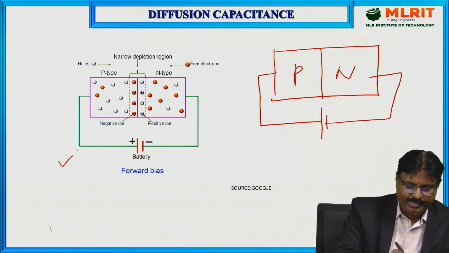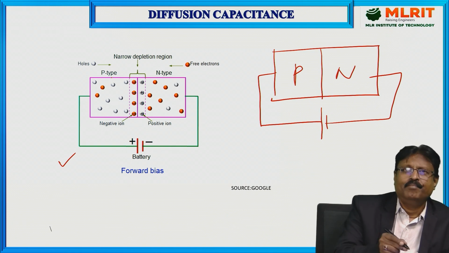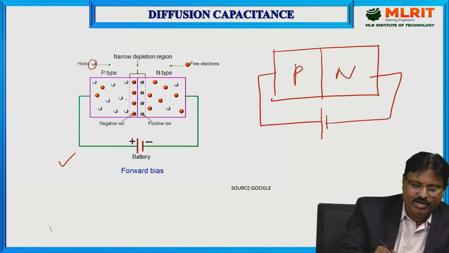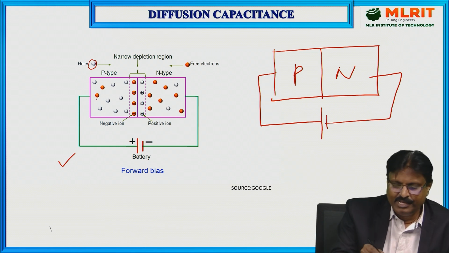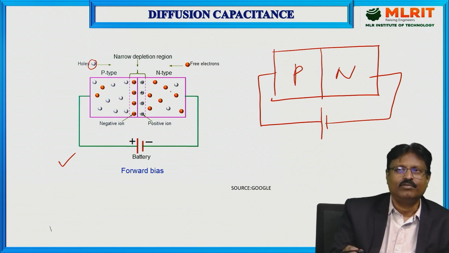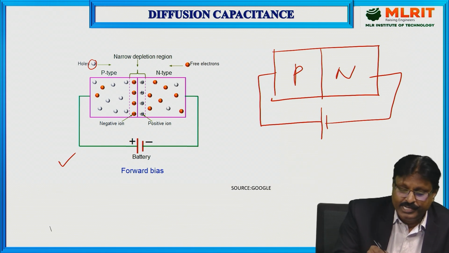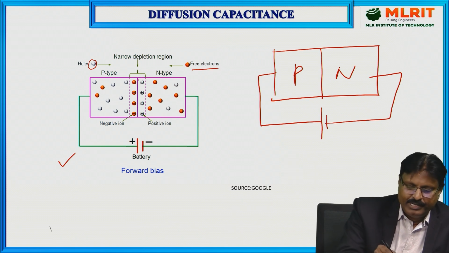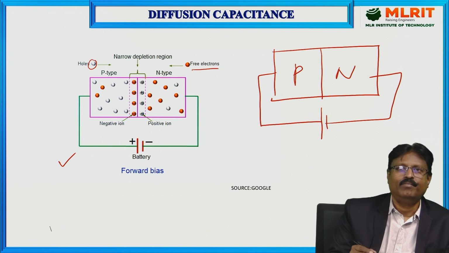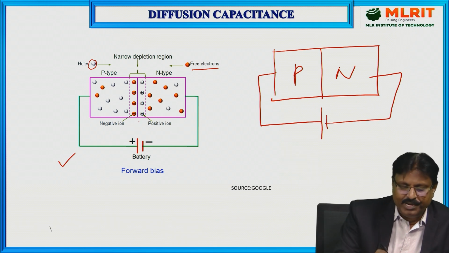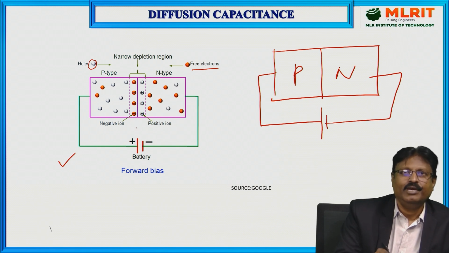Same figure here. As you can see, in the P region the majority carriers are the white balls, which are called holes, because holes are majority carriers. In the N region, the majority carriers are electrons, so these orange balls are electrons. In between, at the junction, a depletion region is formed. Whenever you apply the forward biasing voltage, the depletion region goes on decreasing.